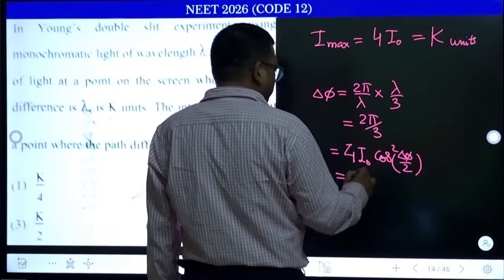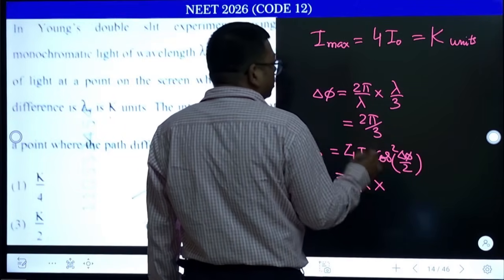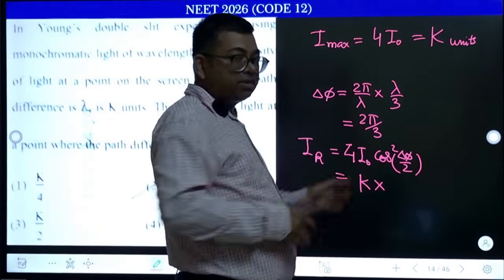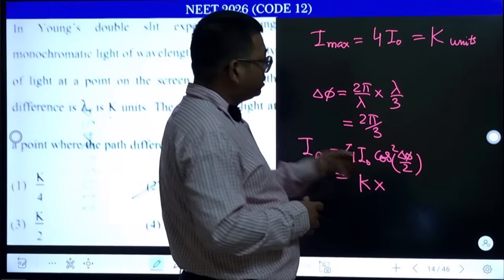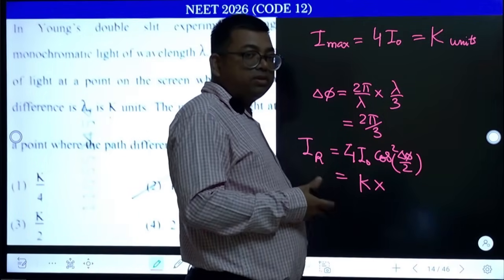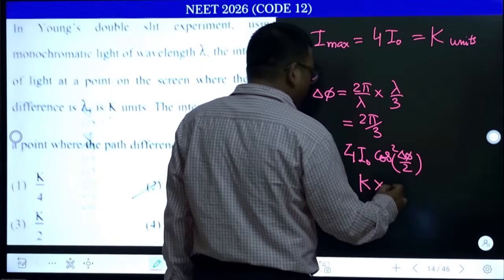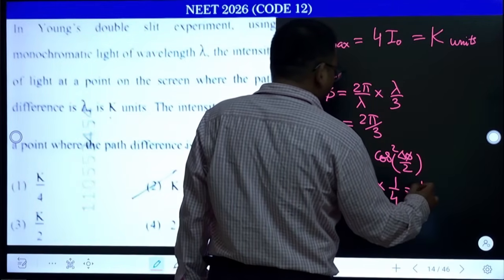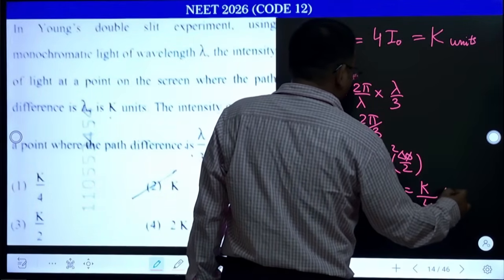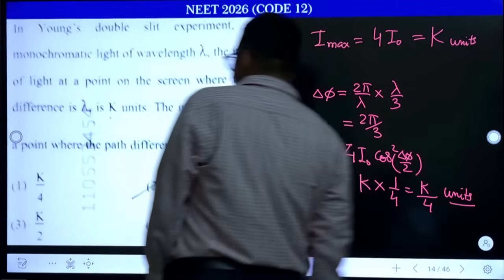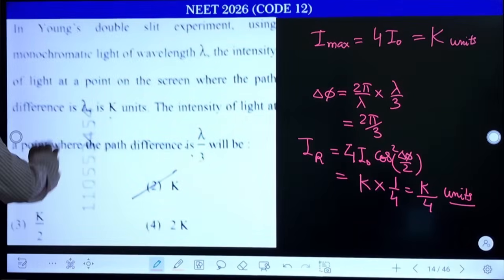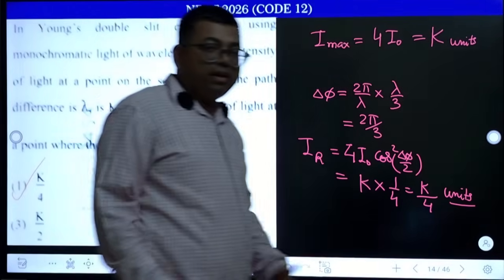So 4 I naught is k, and cos square of half of this, which means pi by 3, 60 degree. Correct? Cos square 60 degree, cos 60 is half, so 1 by 4 it is going to become. So the answer will be k by 4 units, option 1. Clear? Direct question it is.